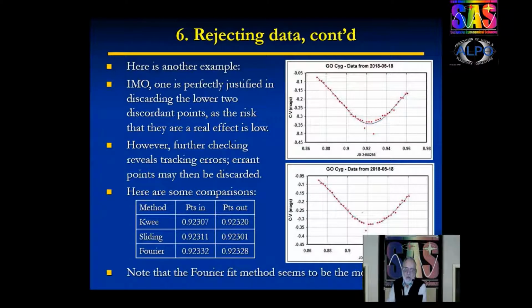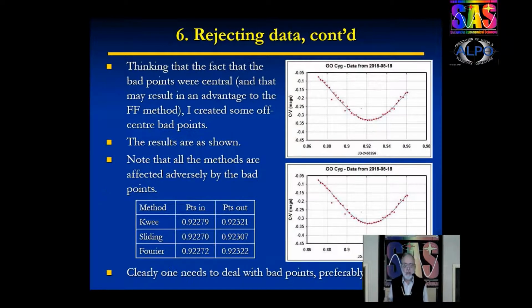But this is so common that, if we look at what the three different methods got, Cui seemed to be fairly seriously affected by it, whereas Fourier didn't, implying that Fourier was better. But then I thought, well, maybe Fourier looks good just because these points are near the center. So I generated some artificial bad data points off-center, and Fourier had problems there too. They all had problems, so that seems to be clear there. I really don't have a lot of problem throwing out data points that look like that.